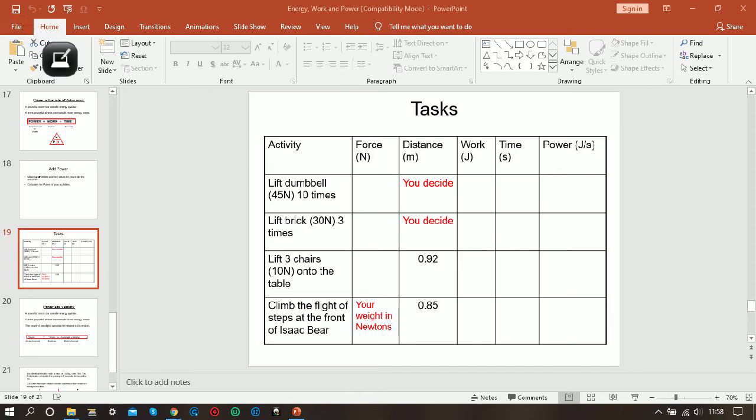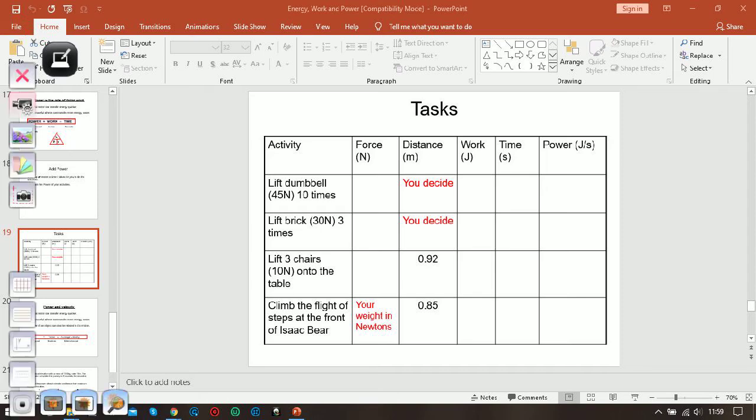So let me talk you through what we would have done in class, and then you can kind of decide what you want to put in the table, right? It's up to you. If you have the means to do some of these things at home, then you can go ahead and do it and measure stuff and time stuff, or you can just estimate. I really don't mind. So lifting a dumbbell that weighs 45 newtons, right? That in brackets there is telling you that dumbbell weighs 45 newtons.